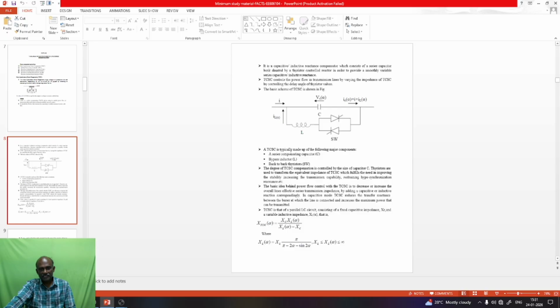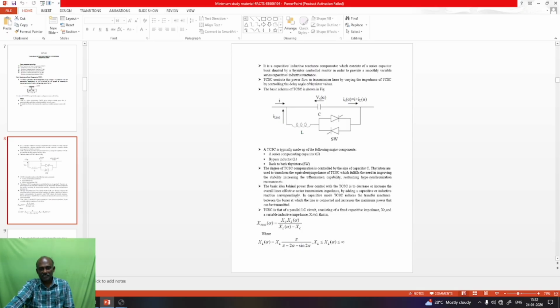A TCSC is typically made up of the following major components: a series compensating capacitor, a bypass inductor, and back-to-back thyristors. So L is a bypass inductor. It is bypassing the current, not allowing the current through the capacitor. The two thyristors, back-to-back thyristors, SW.